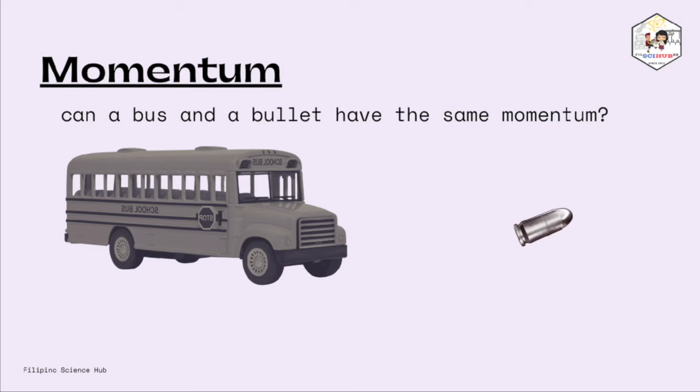Now, can a bus and a bullet have the same momentum based on our definitions and mathematical equations earlier? Let's write again the equation for our momentum. P is equal to the product of mass and velocity. If we take into consideration the momentum of each object, the momentum of the bus would be M times V. So we could see that the mass of the bus would be generally greater than the bullet, but its velocity could be relatively considered as lower compared to a bullet, which we assume, by the way, is shot from a gun.